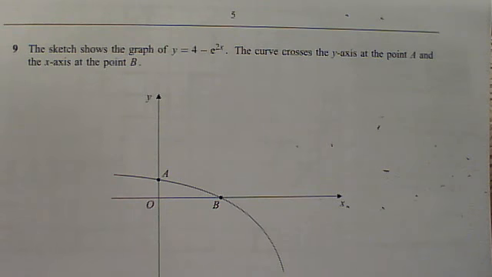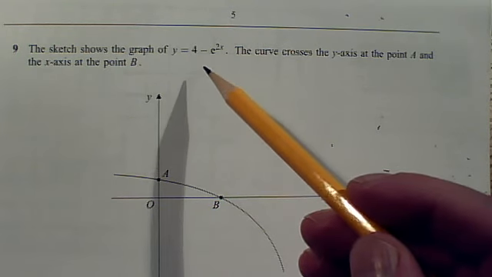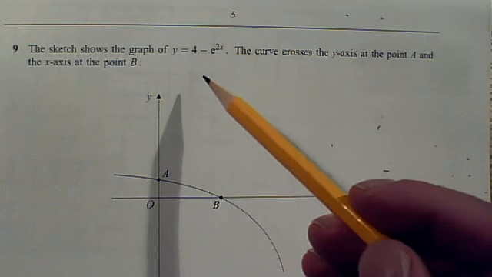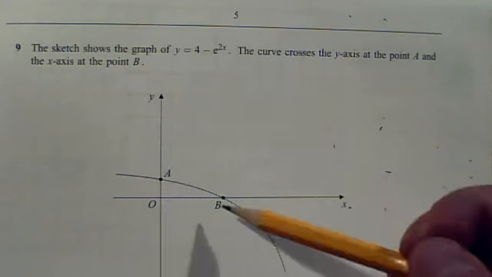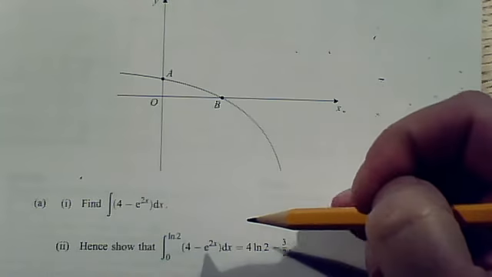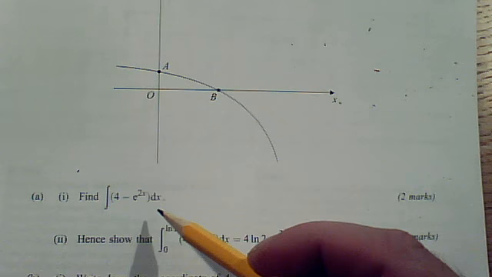Okay, in the last question on this Core 3 paper, we're dealing with the graph of this particular function. They could have asked you to sketch this yourself, showing its asymptotes and intercepts using transformations, but they've been kind. They've given you the sketch. For part A, you don't really need to look at the sketch very much at all. You've just got to apply standard rules to get this integral here.